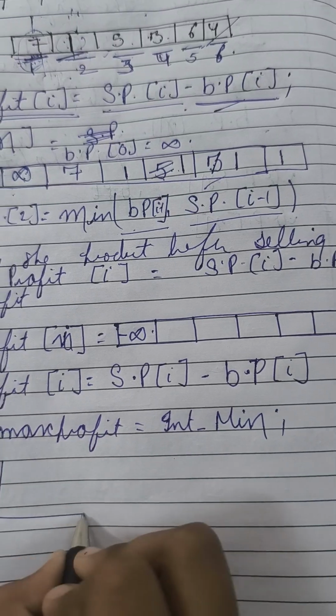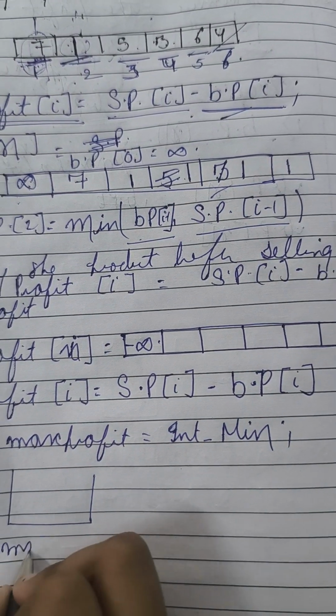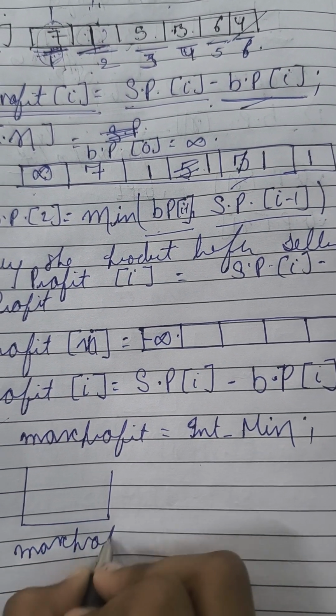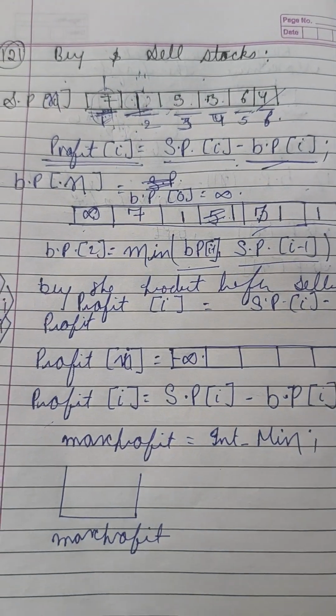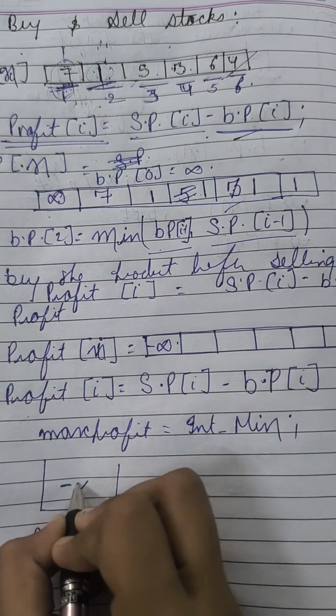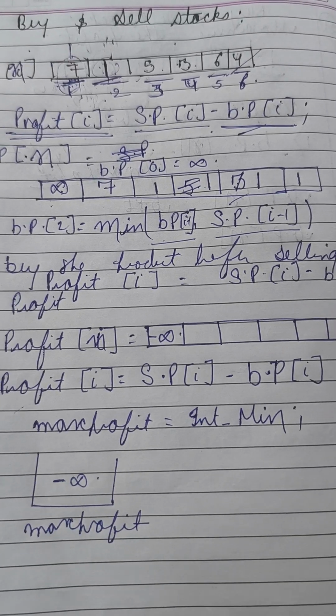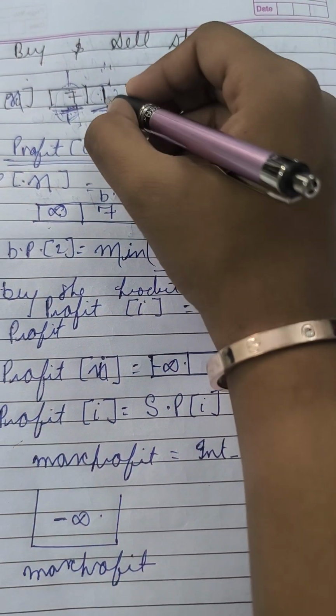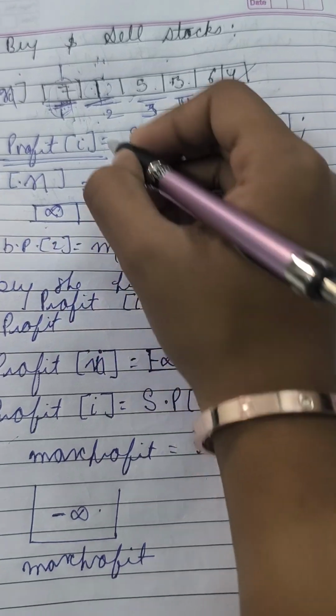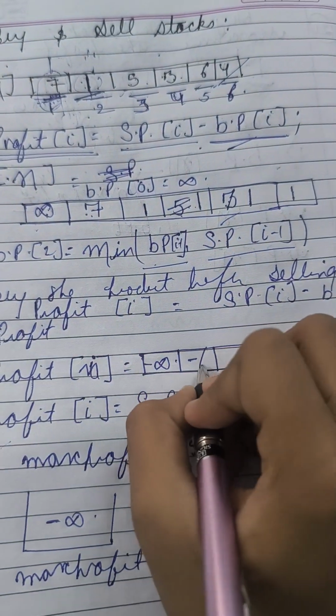And in one container, I mean a variable which is a container, I am just trying to show you in this manner so that the things become crystal clear to you. So maximum profit right now is stored as minus infinity. The profit equals selling price minus buying price. 1 minus 7, it's minus 6.